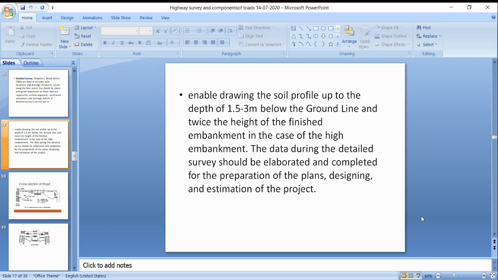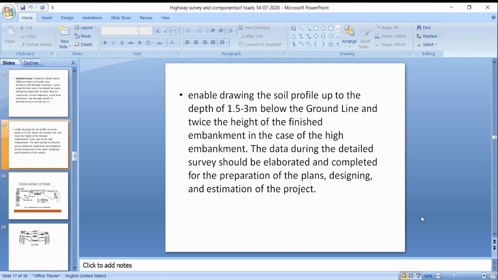In the road project documents, we already prepared the key plan, index map, preliminary survey details, detailed survey details, longitudinal sections, cross sections, and detailed drawings for bridges and culverts. So these are the documents that we are going to submit.